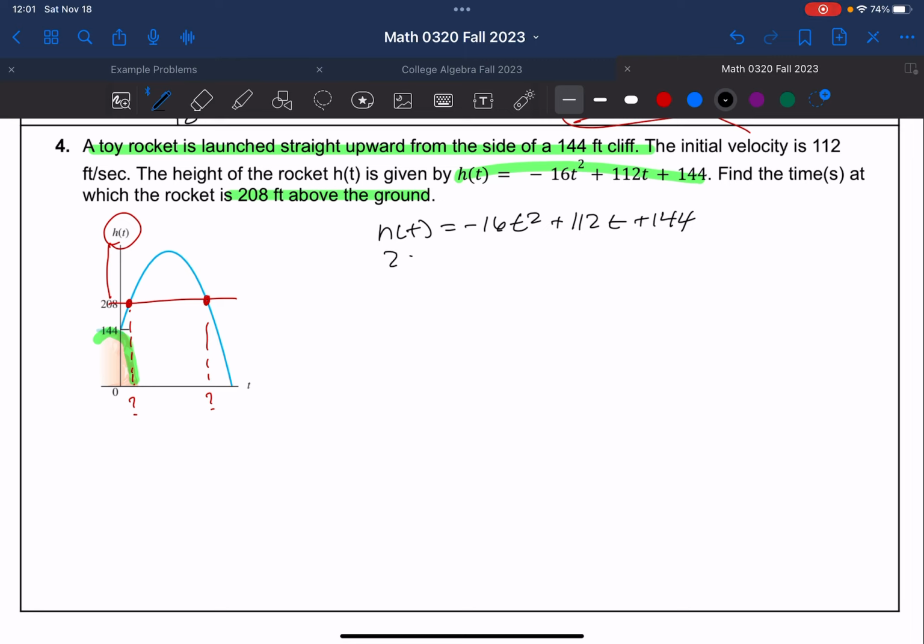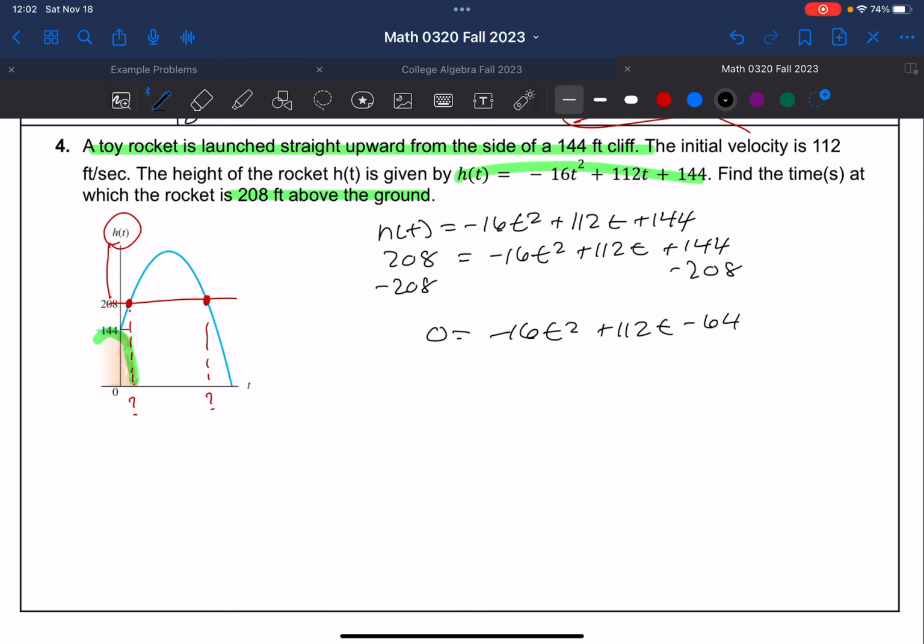Our h of t is 208 is equal to all of this. And in order to use our quadratic formula, we have to have it equal to 0. So I'm going to subtract 208 to the other side. And I'm left with 0 is equal to negative 16t squared plus 112t minus 64.